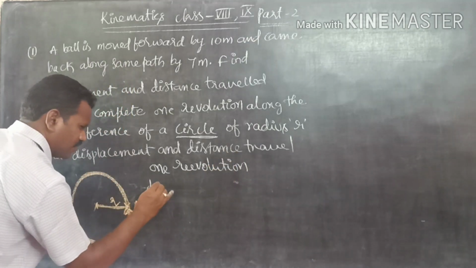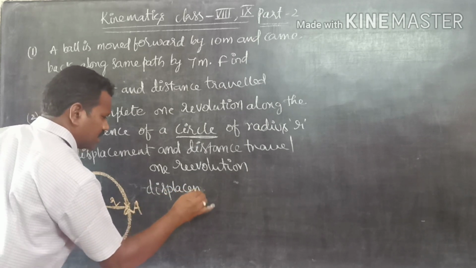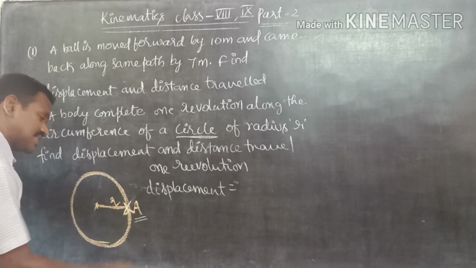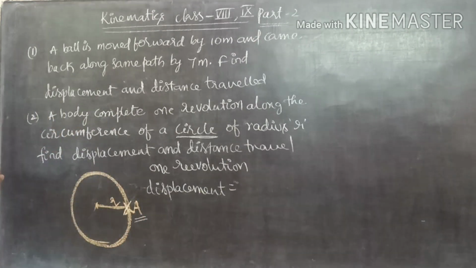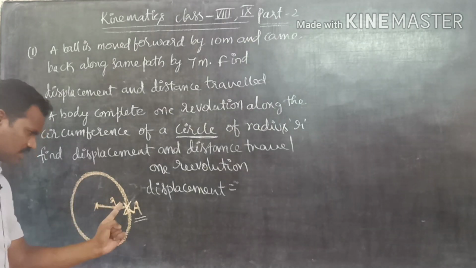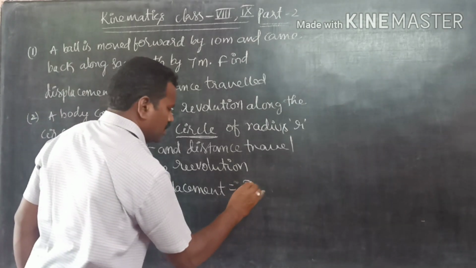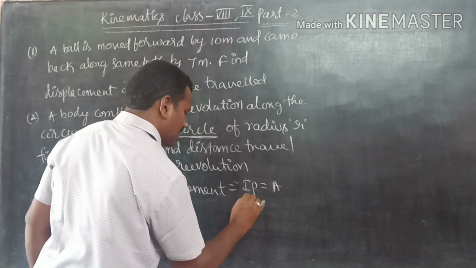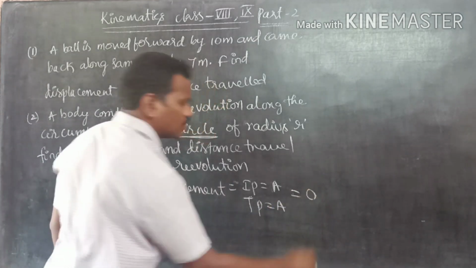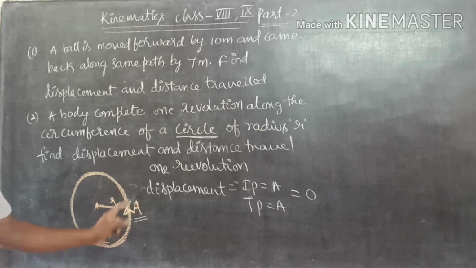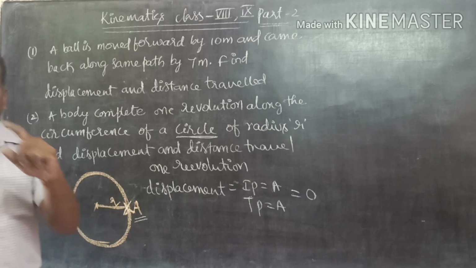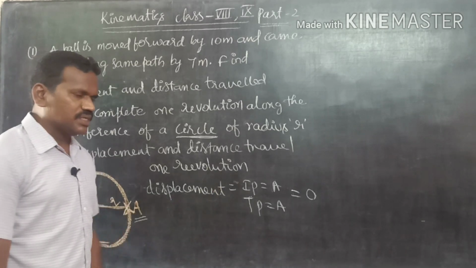First of all, we are going to calculate the displacement. What is the initial point? A. What is the terminal point? A only, because it completed one revolution, meaning it reached the same point. So the initial point is A and the terminal point is also A. Then the displacement is equal to 0. There is no displacement. Why? Because the body came to the same point. This means the initial and terminal points are the same, so the displacement is 0.